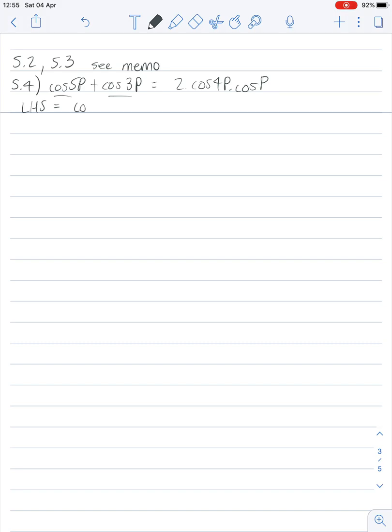Okay, the way I'm going to suggest you do this is that you break 5p up into cos of 4p plus p, and you break the cos 3p into 4p minus p, right? In that way, you've got 4s and you've got p's, and in our answer, you've got 4s and you've got p's. So that seems a logical way to go about life here.